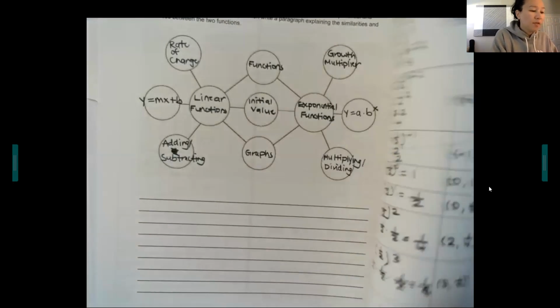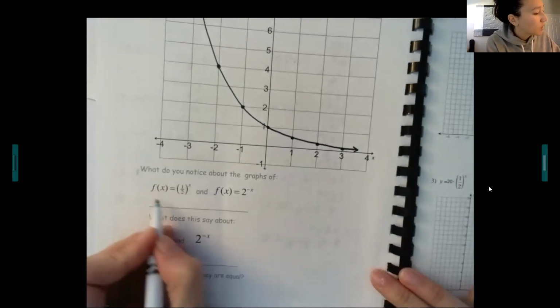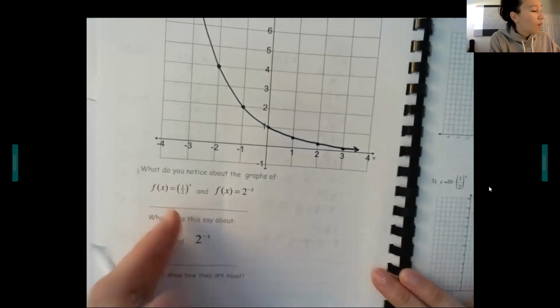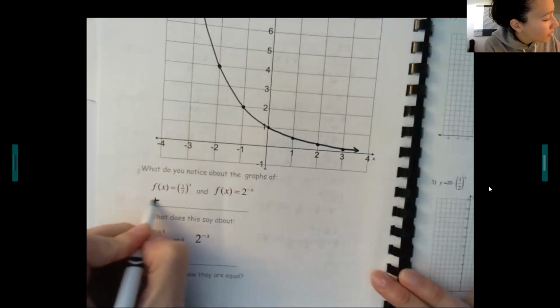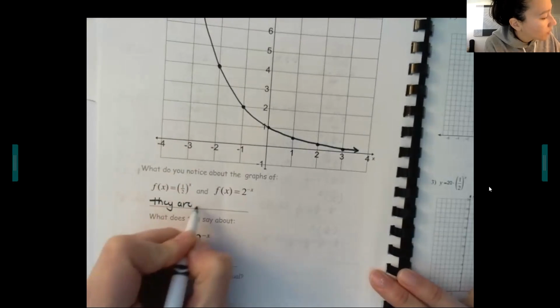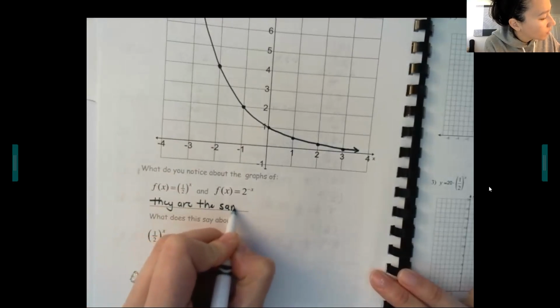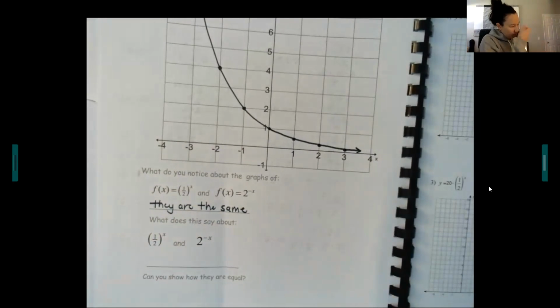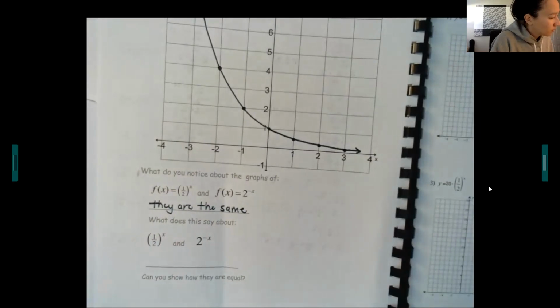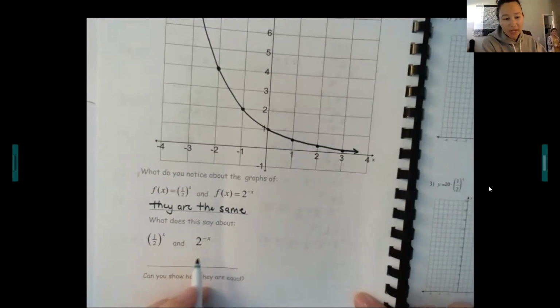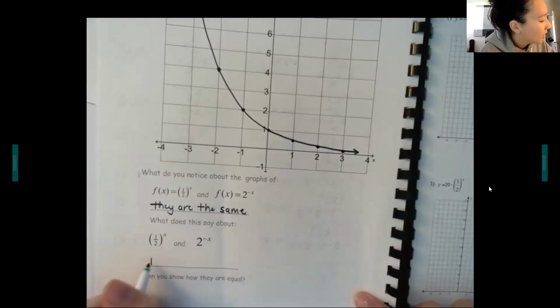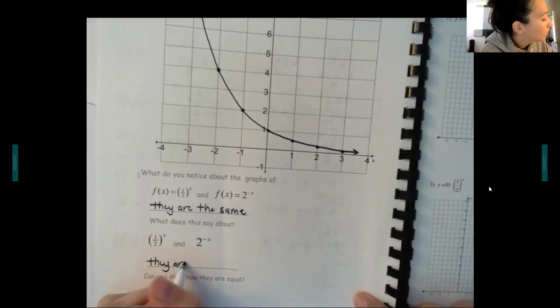Okay, so as we can tell from the table, all of the points were the same. So if we graphed 1/2 to the x, it's the exact same as this graph that we already have. So what does this say about 1/2 to the x power and 2 to the negative x power? It means that they are the same.